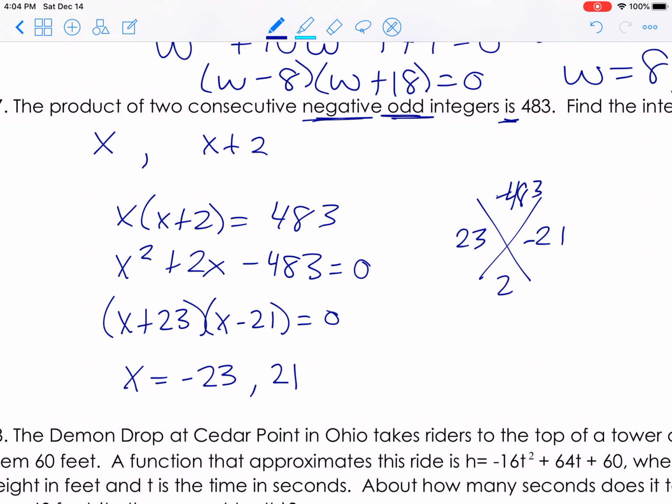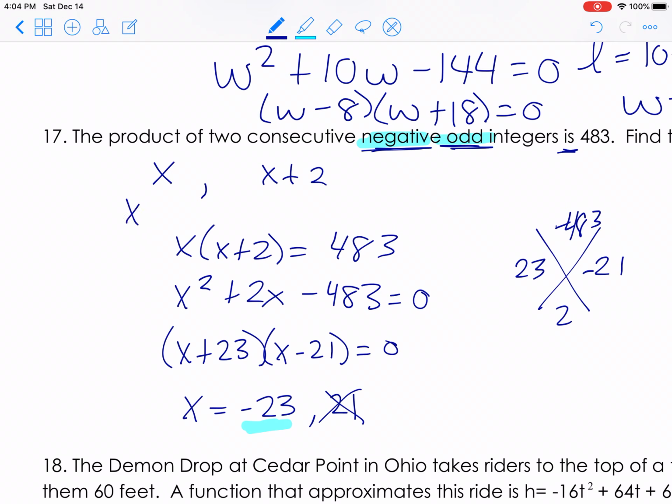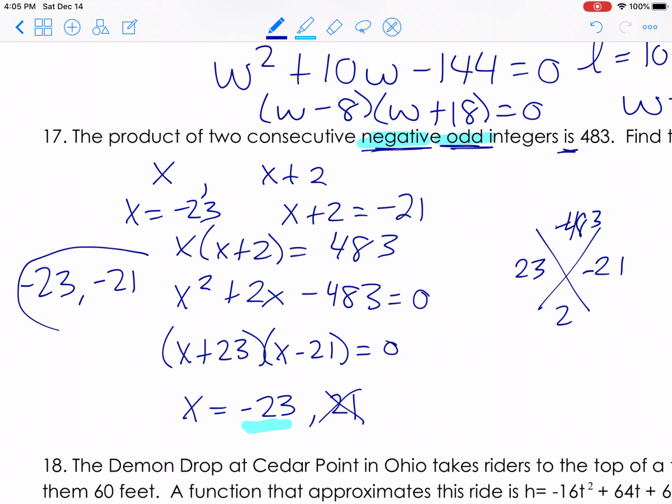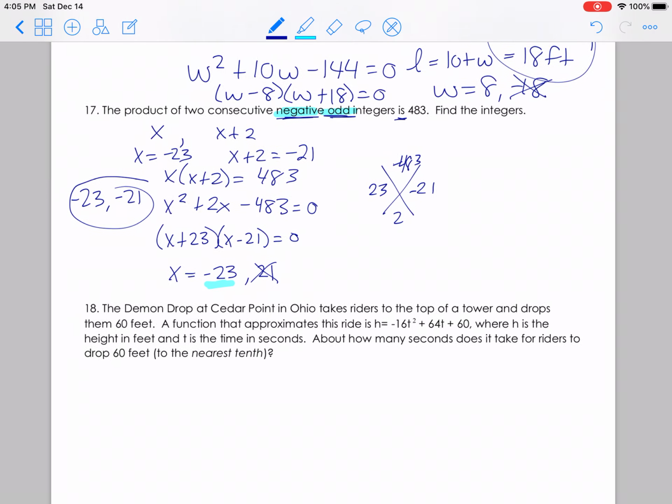Now one of these answers might not fit. Notice that they want two negative odd integers. So these both happen to be odd, but only one of them is negative. Do you see how the answer we want on this one is -23, which is unusual. We've often said that we didn't want the negative answer, so that's unique. If x is -23, then x plus 2 must be -21. So those are our consecutive odd integers. Nice. All right, last one.